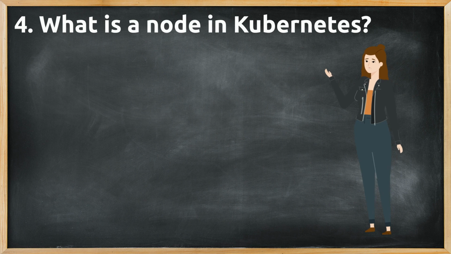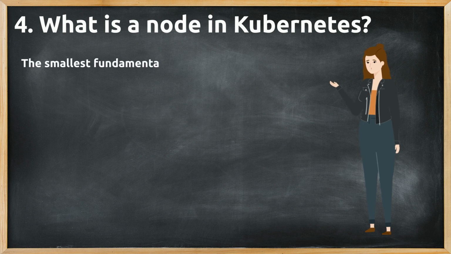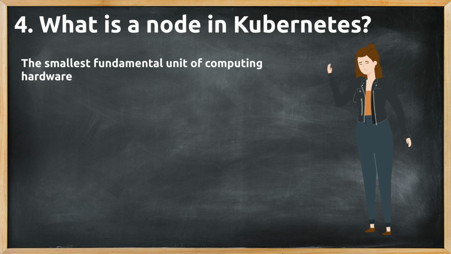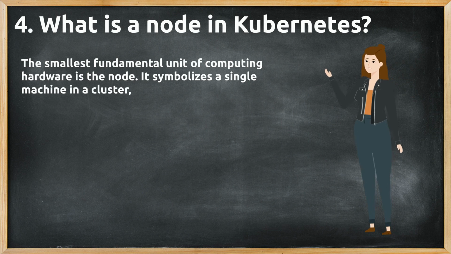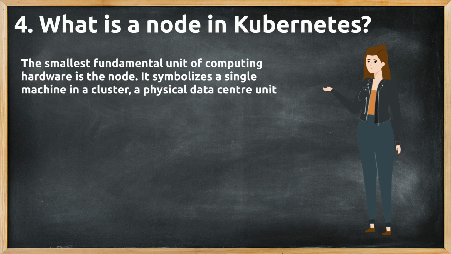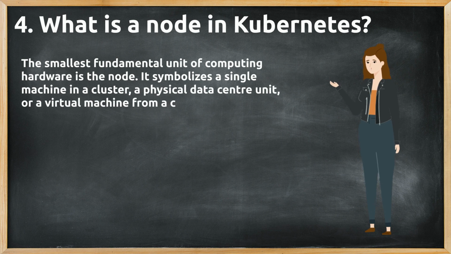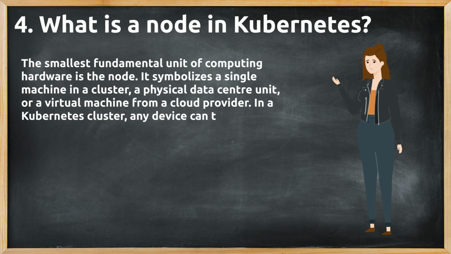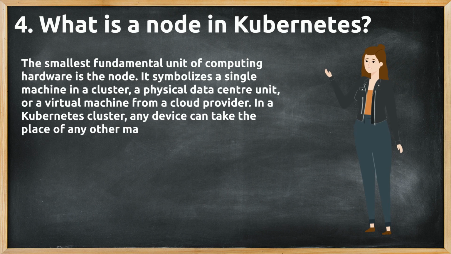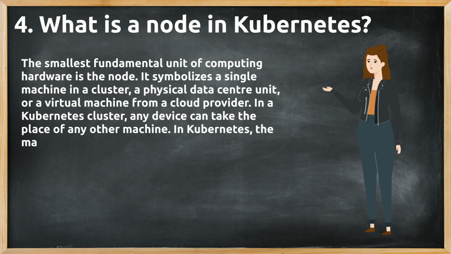4. What is a node in Kubernetes? The smallest fundamental unit of computing hardware is the node. It symbolizes a single machine in a cluster, a physical data center unit, or a virtual machine from a cloud provider. In a Kubernetes cluster, any device can take the place of any other machine. In Kubernetes, the master is in charge of the nodes that have containers.